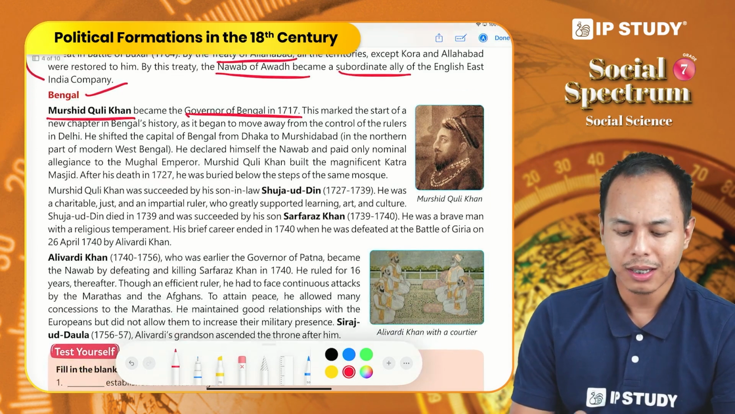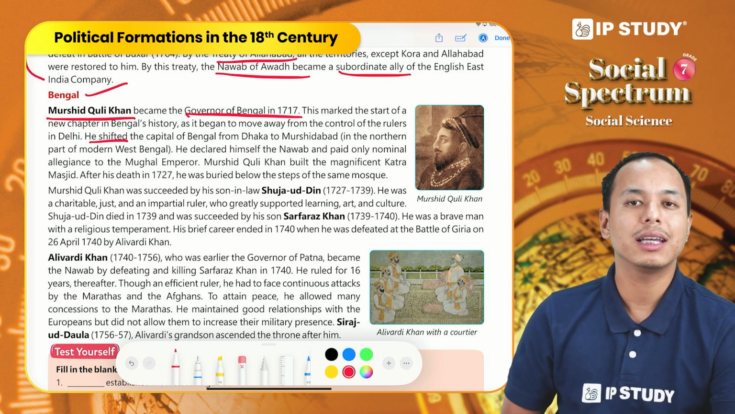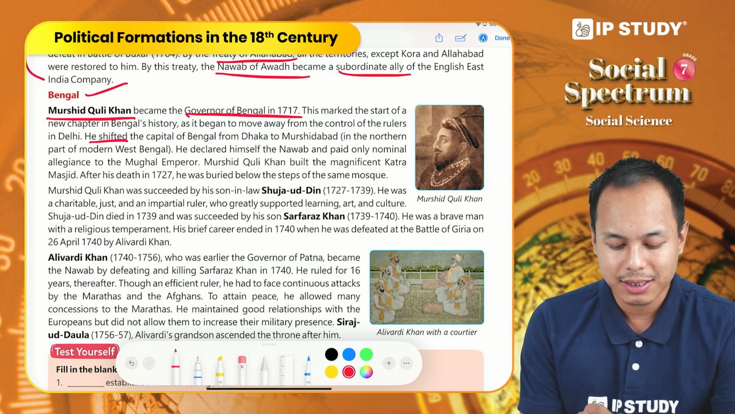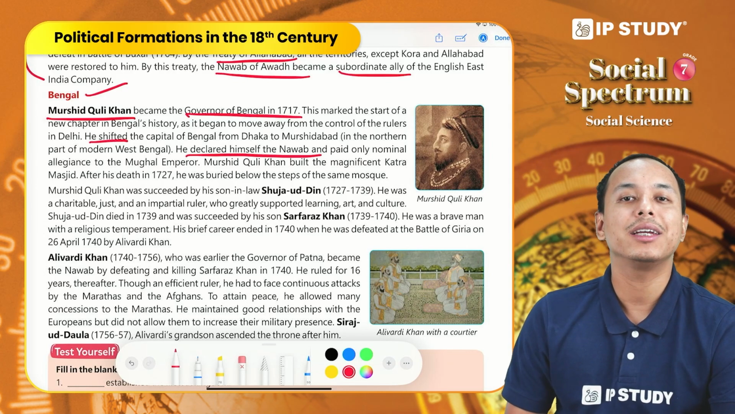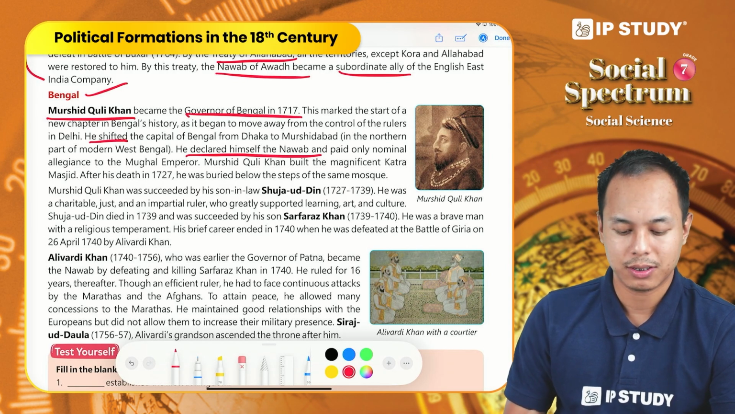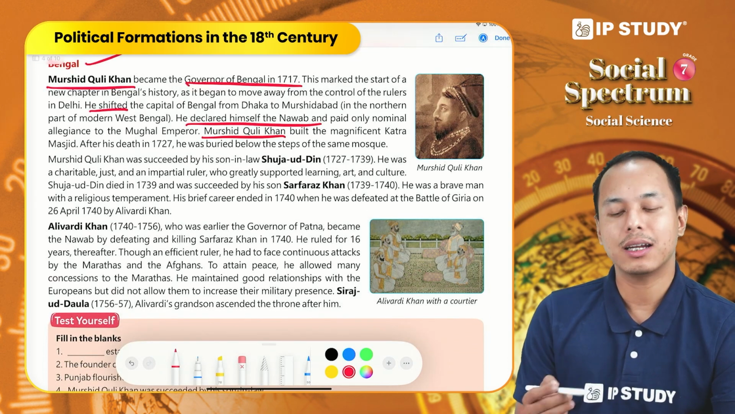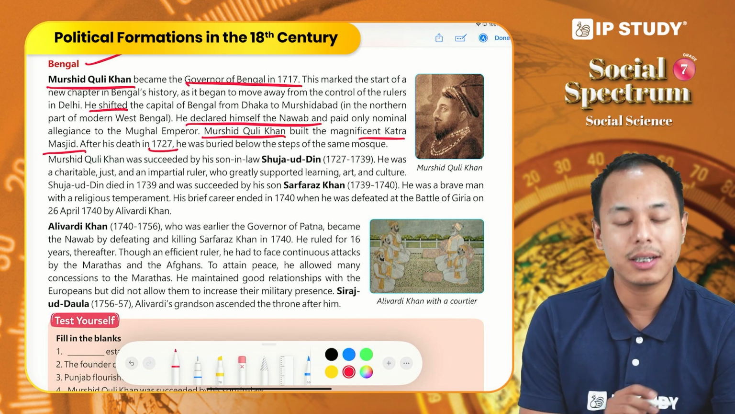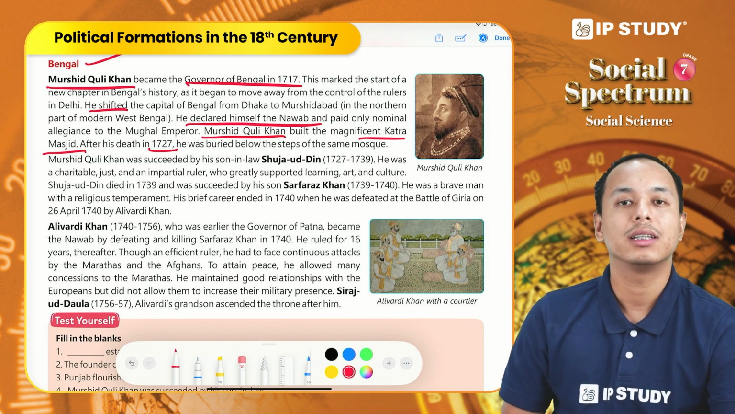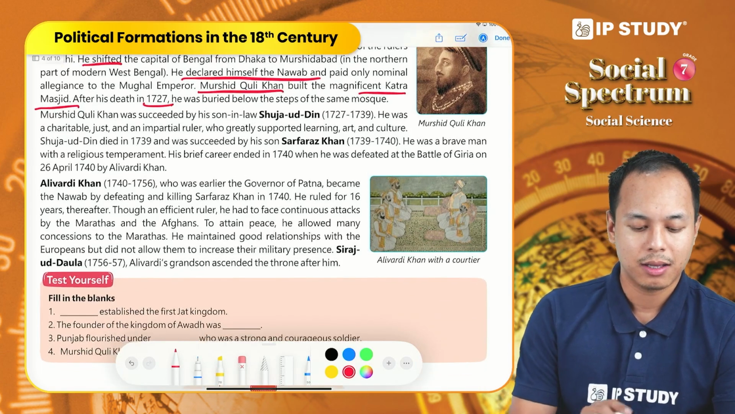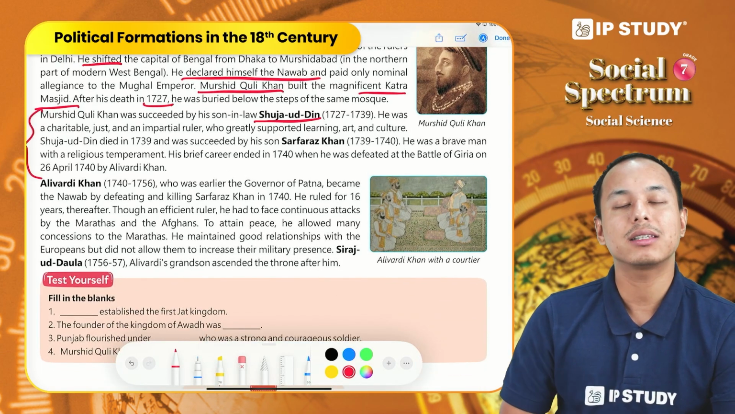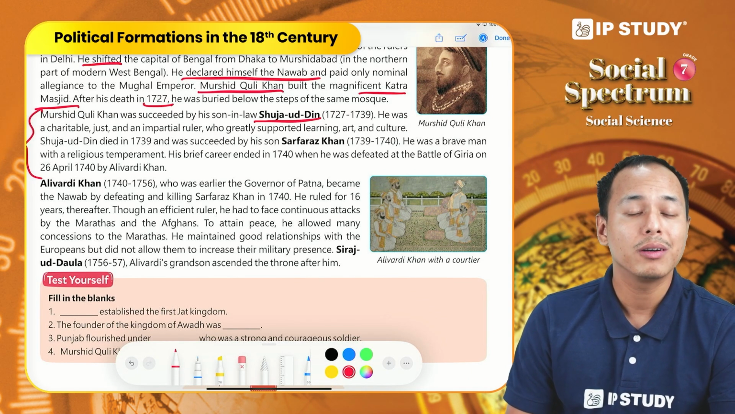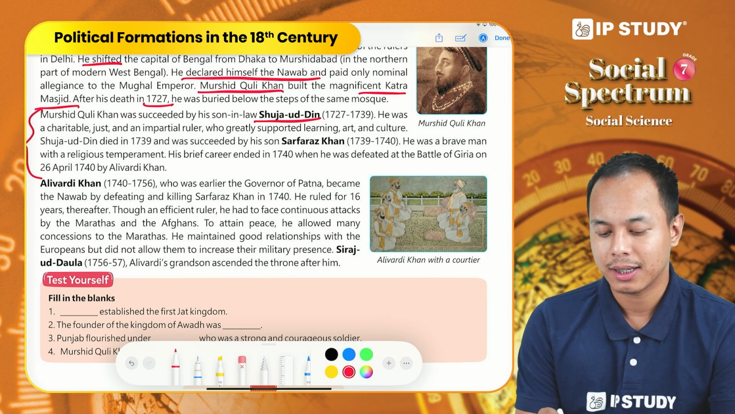So Murshid Quli Khan shifted the capital of Bengal from Dhaka to Murshidabad, and once he declared himself the Nawab of Bengal, he paid very little allegiance to the Mughals. He is credited for building the magnificent Katra Masjid, and after his death in 1727, he is buried below the steps of this masjid. Murshid Quli Khan was succeeded by his son-in-law Shujauddin. He was a wise and charitable ruler who was a great patron of art and culture.